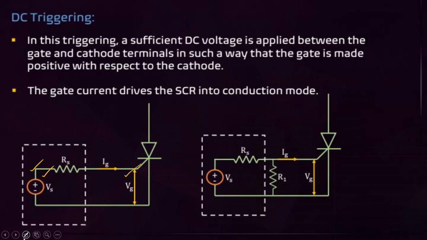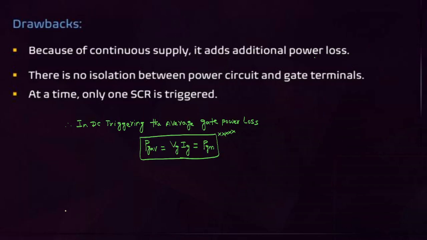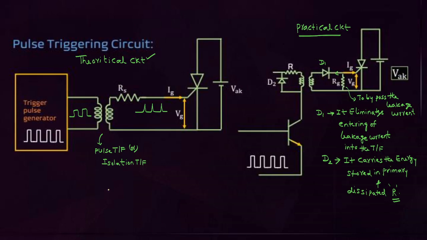These are the drawbacks of DC triggering, because it leads to more power loss also. Because of the continuous supply, it adds additional power loss. There is no isolation between the power circuit and gate terminal. At a time, only one SCR is triggered. In DC triggering, the average gate power loss equals the maximum gate power loss. That is, there exists a maximum power loss. That is the drawback. To overcome these drawbacks, we mainly use AC triggering.